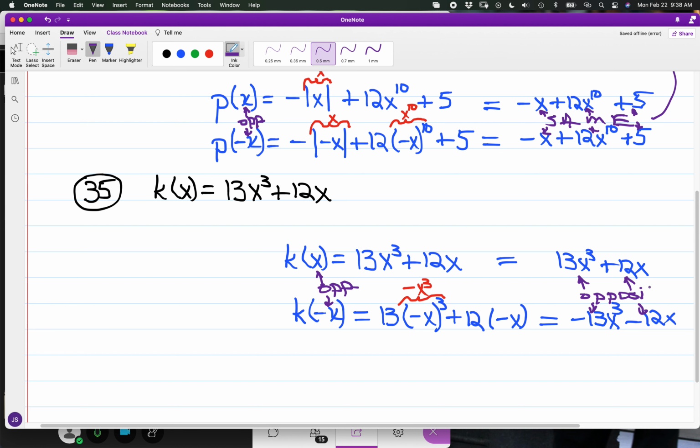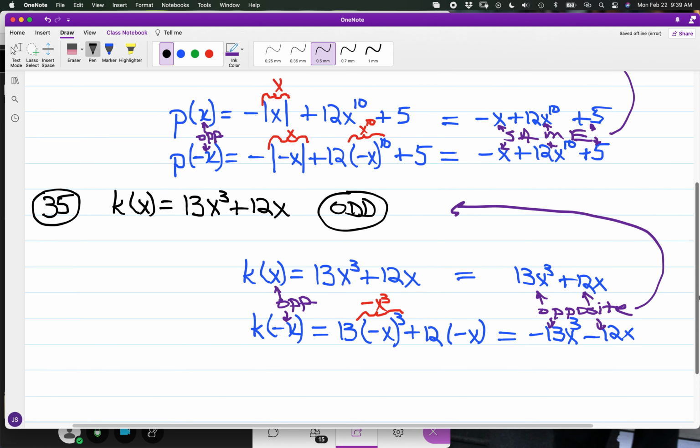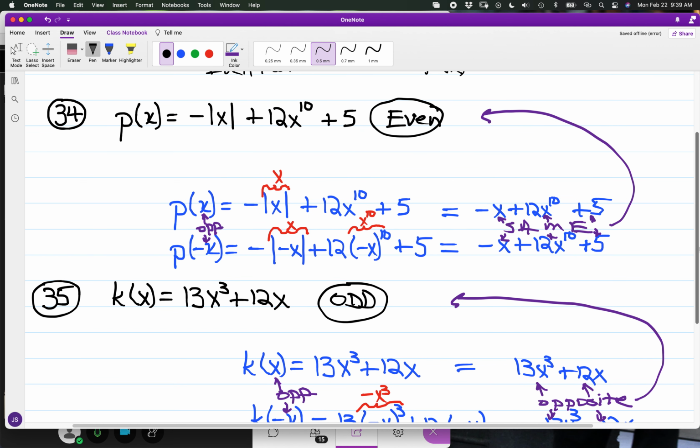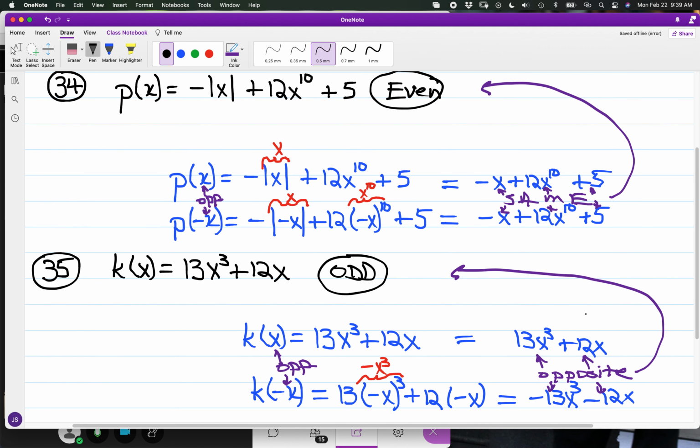And if we have opposite sign inputs leading to opposite sign outputs, that means for this particular function, it is going to be odd. Again, if we had the same output, the function is even, as was the case with p of x in 34. But if you have opposite sign outputs throughout, then the function is going to be one that is odd.